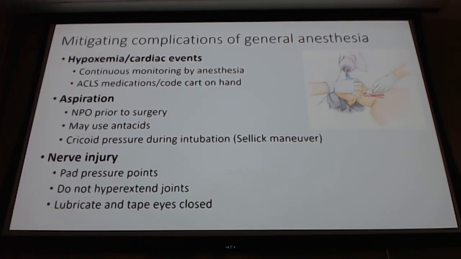Okay, and this is why we use cricoid pressure during intubation, the Sellick maneuver, trying to close down that esophagus to have less of a chance of stuff coming up, and it really helps get the vocal cords. If their vocal cords are more anterior, we can push them into view. Okay, and then nerve injuries, we make sure that the patient is comfortable, that there are no cords or lines running underneath them. We're not hyperextending joints. We lubricate and then tape the eyes closed to prevent ulcers.